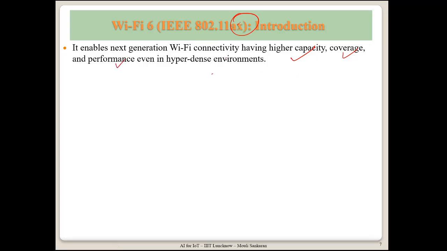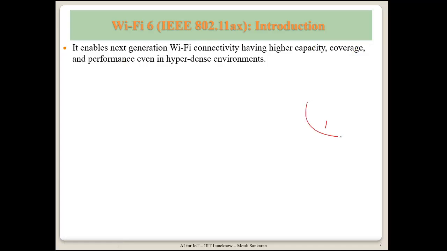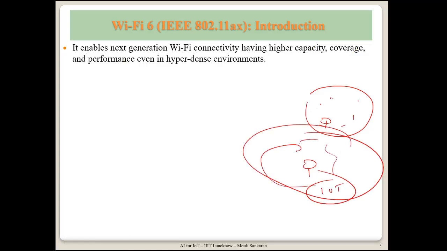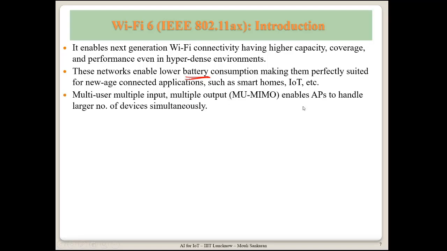The latency is very low. As I mentioned, it is a hyper dense environment where you have many devices. That's why I'm saying this is meant for IoT, because in normal Wi-Fi we don't expect to have many devices around it, whereas Wi-Fi 6 has many devices connected to the network. These networks enable lower battery use. When I say it is meant for IoT, it has to take care of battery operation, so power consumption is less and it is perfectly suited for IoT, smart home and smart city applications.